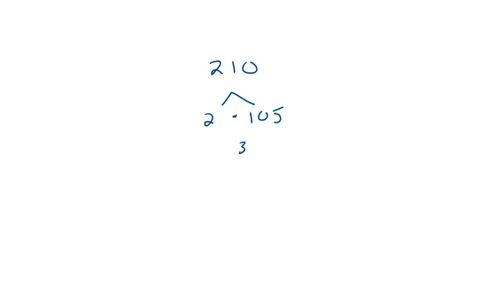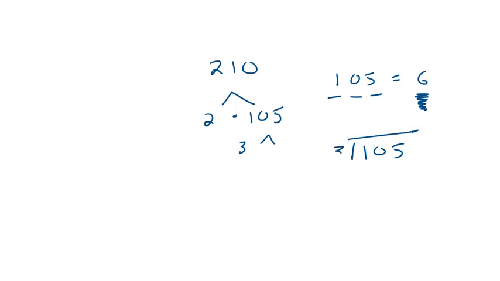So how about 3? Does 3 go into 105? Well, the divisibility rule by 3 is that if you add the digits, so 1 plus 0 plus 5, that's 6. If the sum of the digits is divisible by 3, then the whole number is divisible by 3. So 105 is indeed divisible by 3. So let's do it. Let's take 105 and divide by 3. See how many times 3 goes into 105.